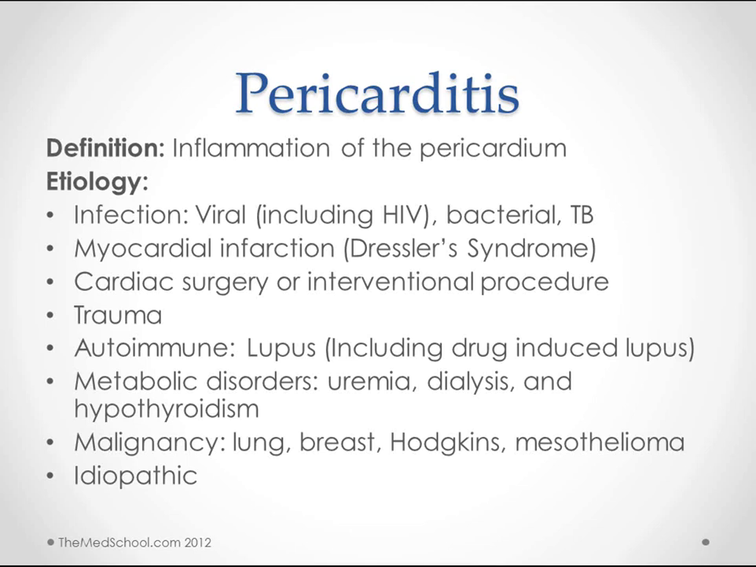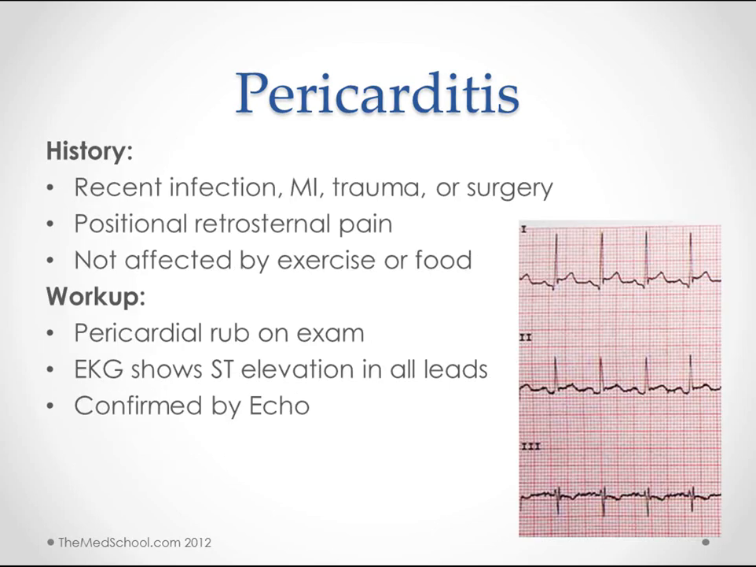So autoimmune diseases like lupus, and including drug-induced lupus, so remember procainamide and the others that cause drug-induced lupus. And then uremia, dialysis, hypothyroidism, and lung cancer, breast cancer, Hodgkin's lymphoma, and mesothelioma. And then a lot of these are going to be idiopathic. So they're going to come in with a history of recent infection or an MI or trauma or surgery.